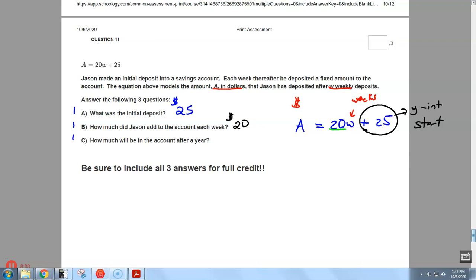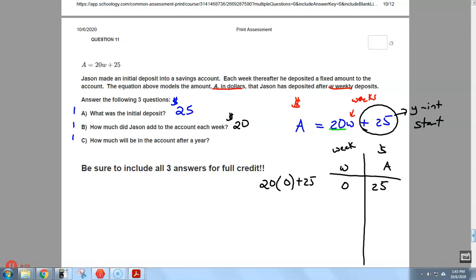You could use a table. I always like to set up tables if I'm not quite sure what's going on. If you plug in 0 for W, you get 20 times 0 plus 25, so that comes out to be $25. What that means is at 0 weeks, we had $25 in our account, which is why that answer is what it is. And how much are we adding a week? Well, when I go to the next week, I do 20 times 1 plus 25, so it's 45. So I see that we're increasing by $20 for every 1 week.